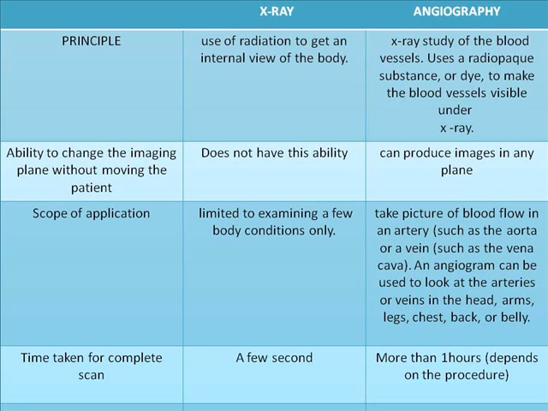The third difference is the scope of application. X-ray is limited to examining a few body conditions only, while angiography can be used to take pictures of blood flow in an artery, such as the aorta, or a vein, such as the vena cava. An angiogram can be used to look at the arteries or veins in the head, arms, legs, chest, back or belly.